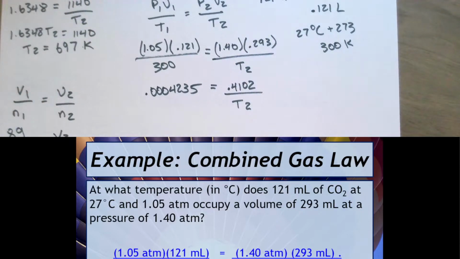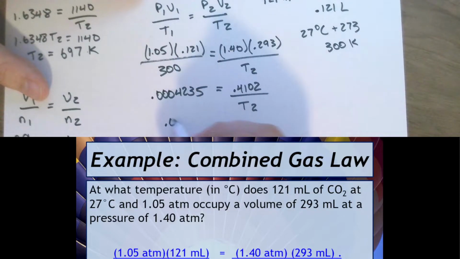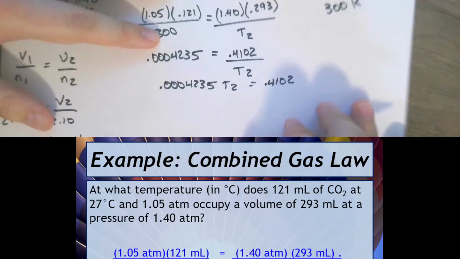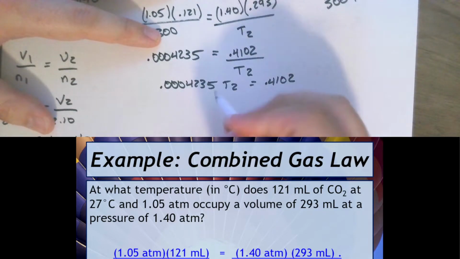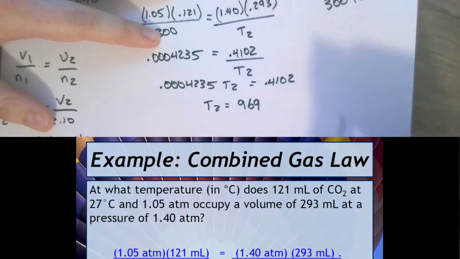And now it looks less intimidating. There's annoying numbers, but I'm just going to multiply T2 up like we did before. Times T2 equals my 0.4102. And then just divide each side by this long number to get T2 equals 969 Kelvin.